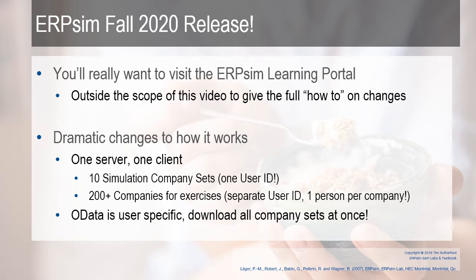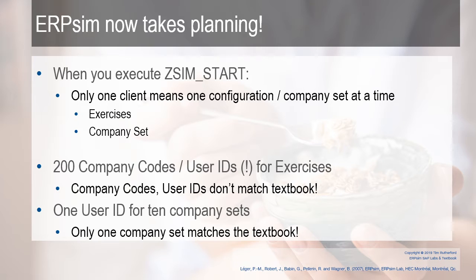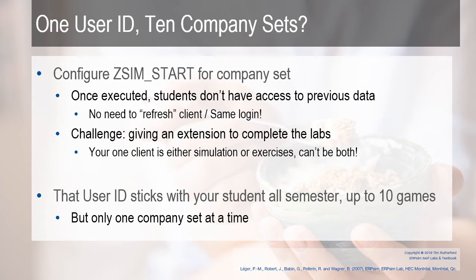Again, if you don't really know what's going on with these, make sure that you do go to the ERPsim Learning Portal to get a little bit more. When you execute zsim_start now, it's only one client, but you have to tell it which company set you want, and it can be either the exercises or the different company sets. The 200 company codes, the user IDs for the exercises, again, the user IDs don't match the textbook, the company codes don't match the textbook, and then the user ID, 10 company sets, again, there's only one company set that actually matches the textbook, so it makes for some planning before you start your semester to know which one you're going to be using.